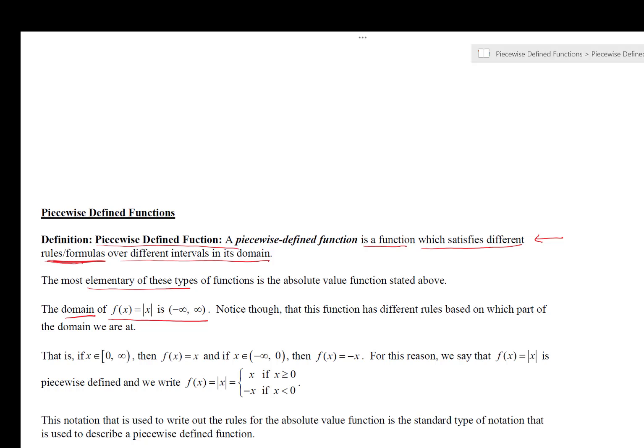But we did see a moment ago that if x was not negative, if it belonged to the interval closed 0 to infinity, then the function's rule was x. However, if x was a negative number, then the rule for the function was negative x. And hence, we wrote this entire rule: f of x was the absolute value of x, and it was x if x was not negative, positive or equal to 0, and it was negative x if x was negative. This is an example of how we write piecewise defined functions.